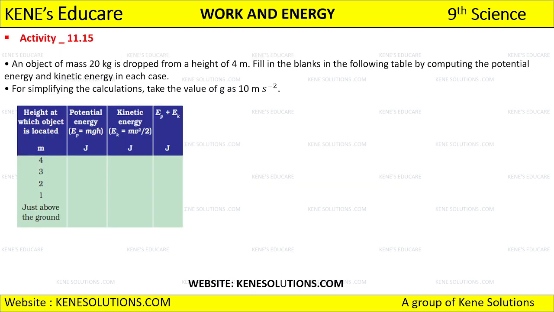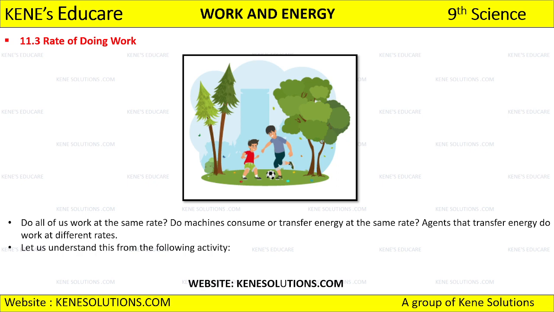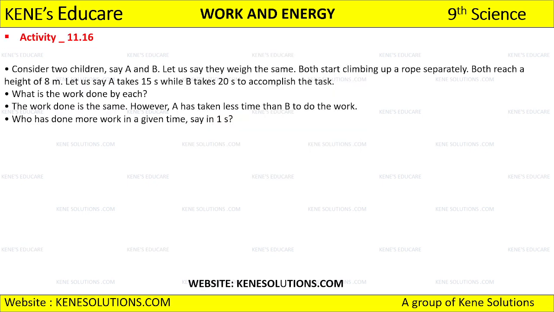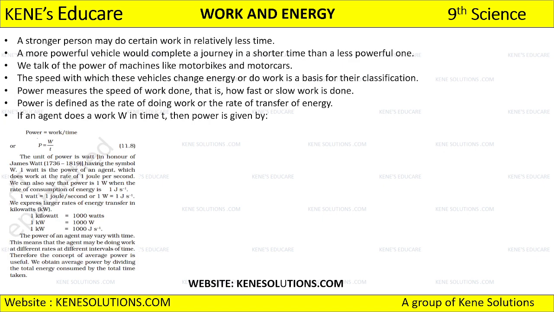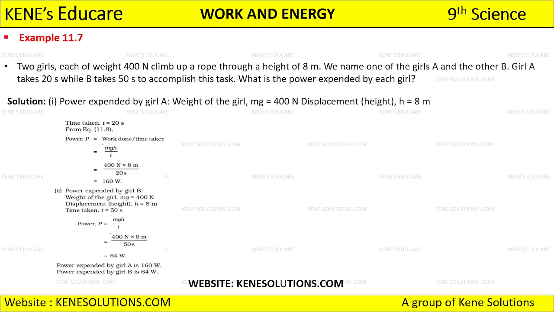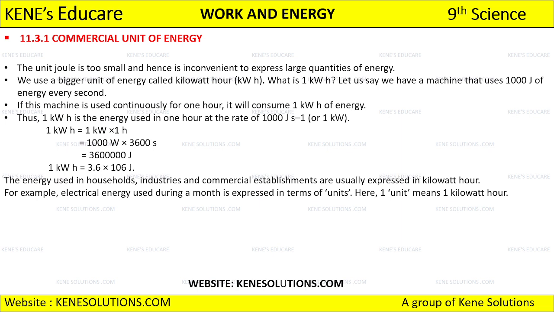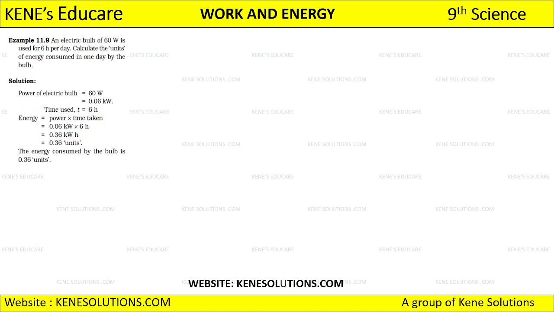Then we have activity 11.15 to discuss. After that, we'll be discussing the rate of doing work. Okay. Then we have activity 11.16 to discuss, where we'll be discussing power as well. Because when it comes to work and energy, power is ultimately added in the concept. So we'll be discussing power as well. Then we have example 11.7, 11.8 to discuss, and then we have the commercial unit of energy. There is a unit of energy that we will be discussing. So we'll be discussing the commercial unit of energy.